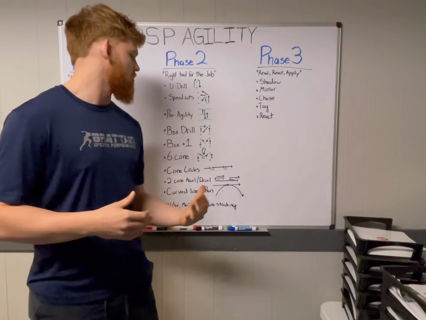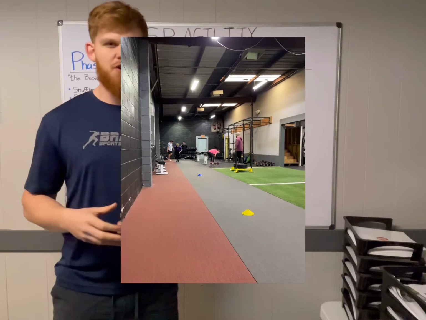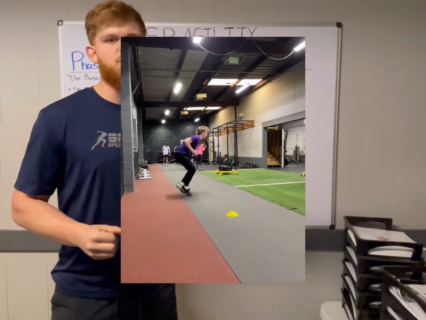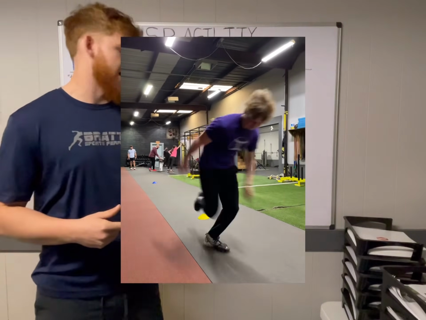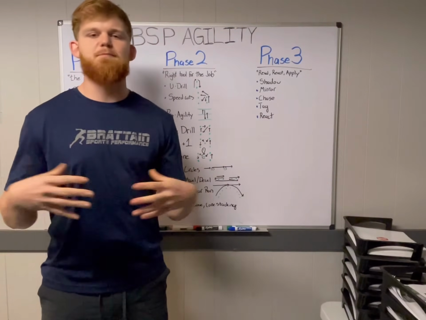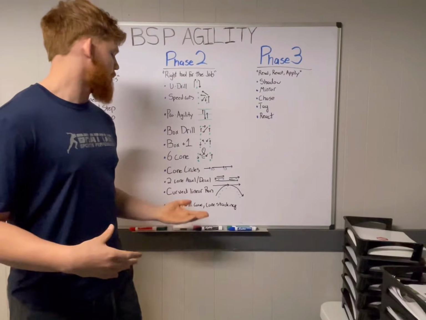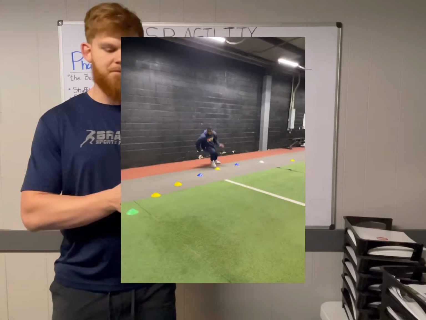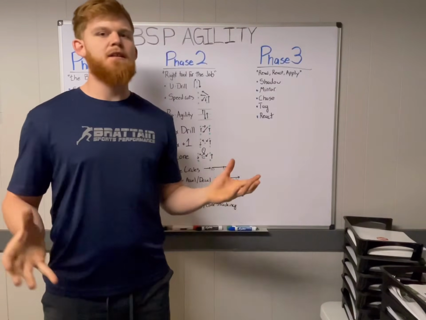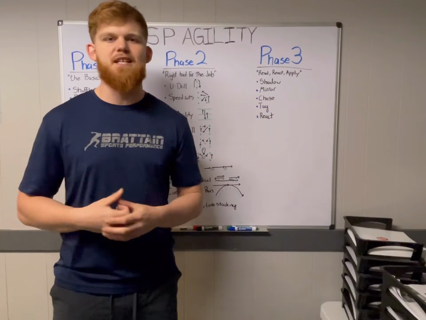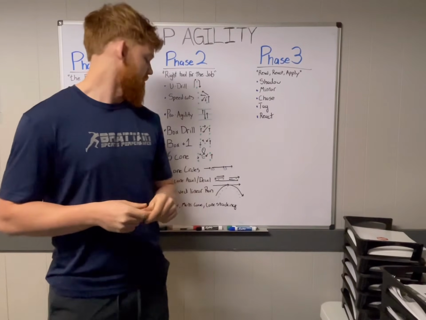And so cone circles, we start to work on that linear deceleration where they're able to decel and then re-accelerate. The 2-cone acceleration, deceleration, we're just expanding that distance, expanding the complexity a little bit, and then we can get into our curved linear run where now the athlete is not working in a straight line, but instead they're incorporating a curved line, again, challenging the ankles, knees, and hips as they get into their change of direction work.